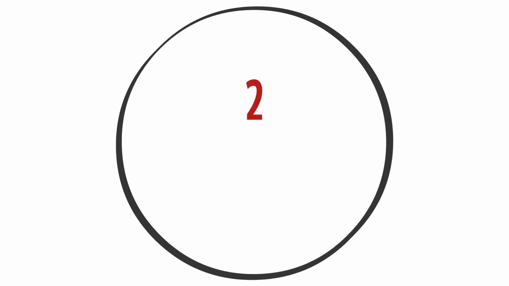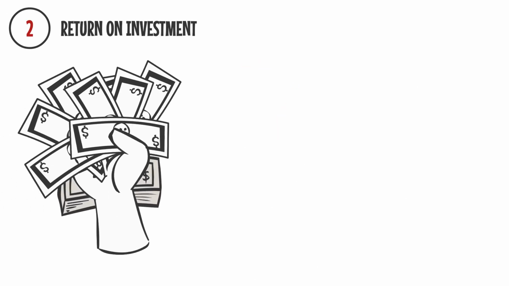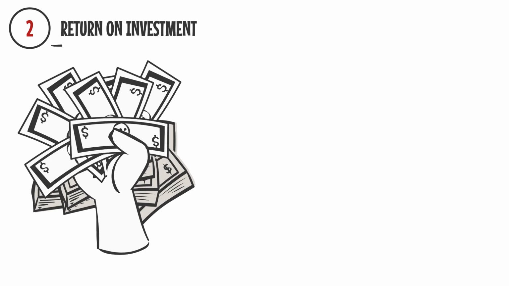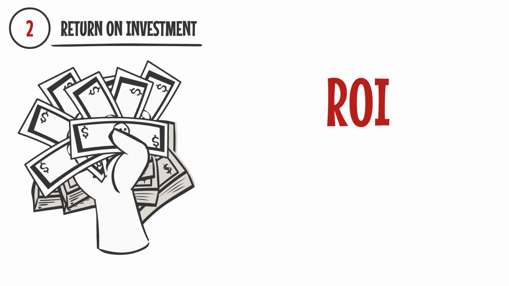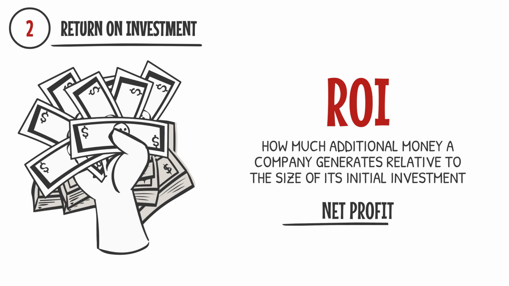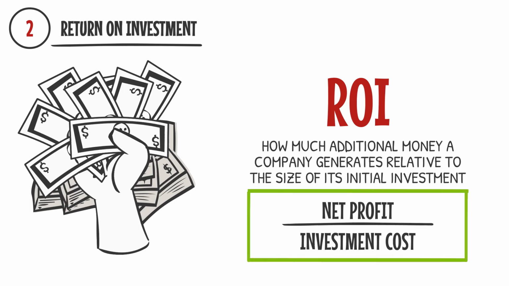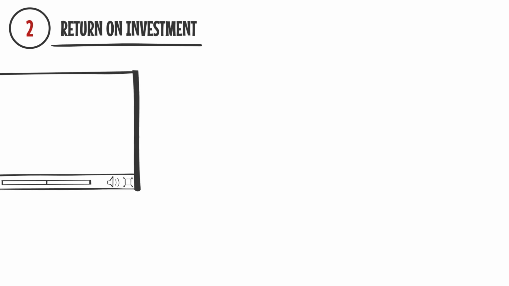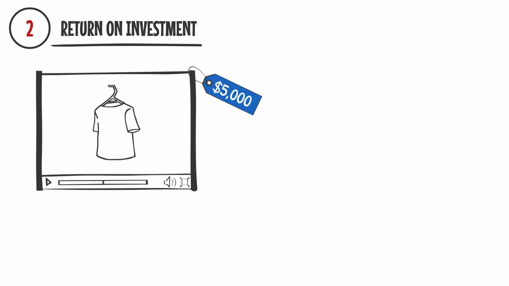Number 2, return on investment. Companies make investments by spending money in the hopes of earning even more money in the future as a result of the investment. Return on investment, or ROI for short, represents how much additional money a company generates relative to the size of its initial investment. ROI is calculated by taking the profit that the company generated from the investment and dividing it by the investment cost.